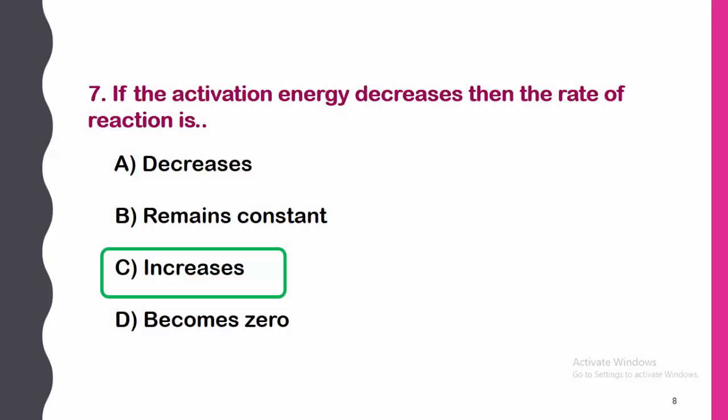What is the energy of activation? It is the difference between the energy of the reactant phase and the transition state. But here the energy of activation decreases, which means a small amount of energy is required for reaching the transition state, so the rate of reaction definitely increases, meaning the reaction is fast. Therefore option C is the right answer.